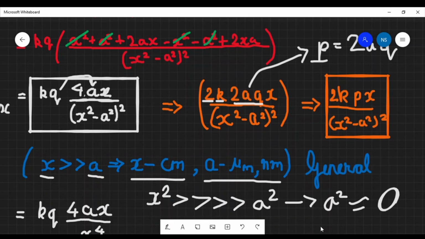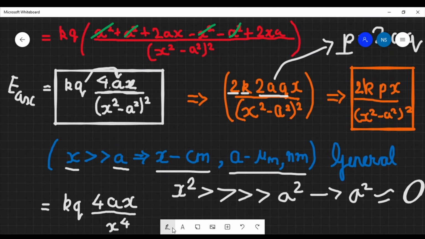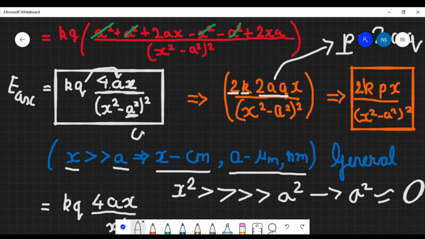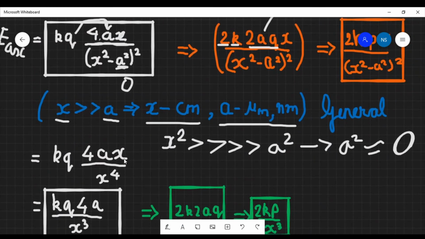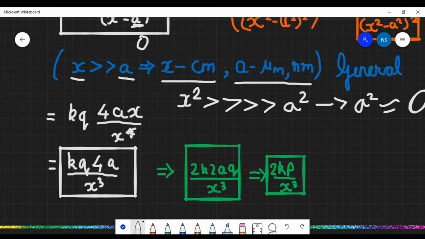So we can further simplify this equation by taking this a square term as 0, and the square that is there will multiply inside and we'll get kq 4ax divided by x to the power 4. Since x to the power 4 is there, we can cancel this x and make it x cube. So what we are left with is kq 4a by x cube.